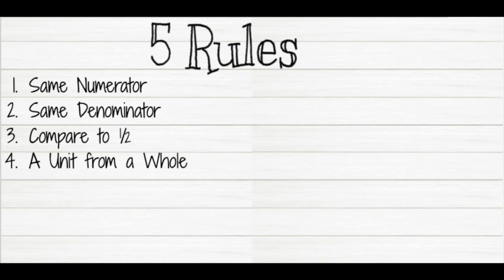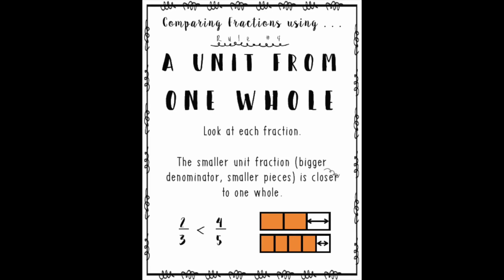The fourth rule we're going to talk about is a unit from a whole. Look at each fraction. We have 2/3 and 4/5. The smaller unit fraction, or the fraction with the bigger denominator, meaning smaller pieces, is closer to one whole. So, for example, 4/5 has smaller pieces, meaning that it has a smaller jump to the next whole.